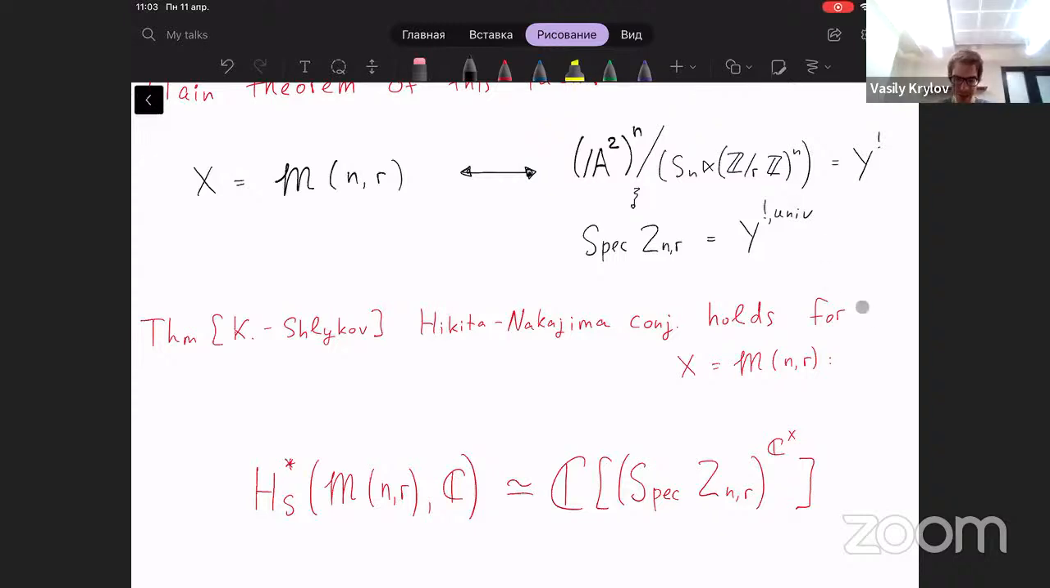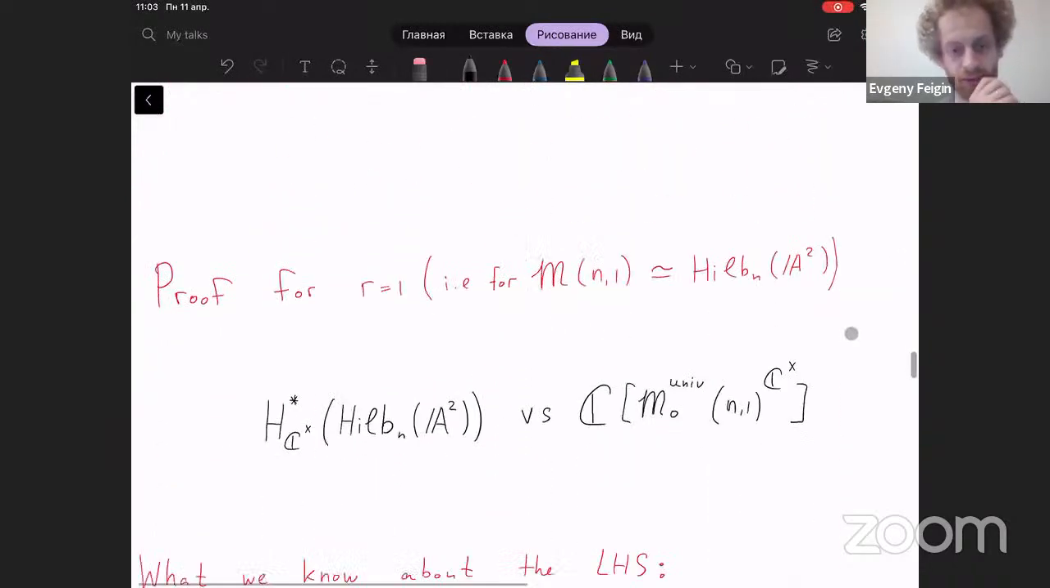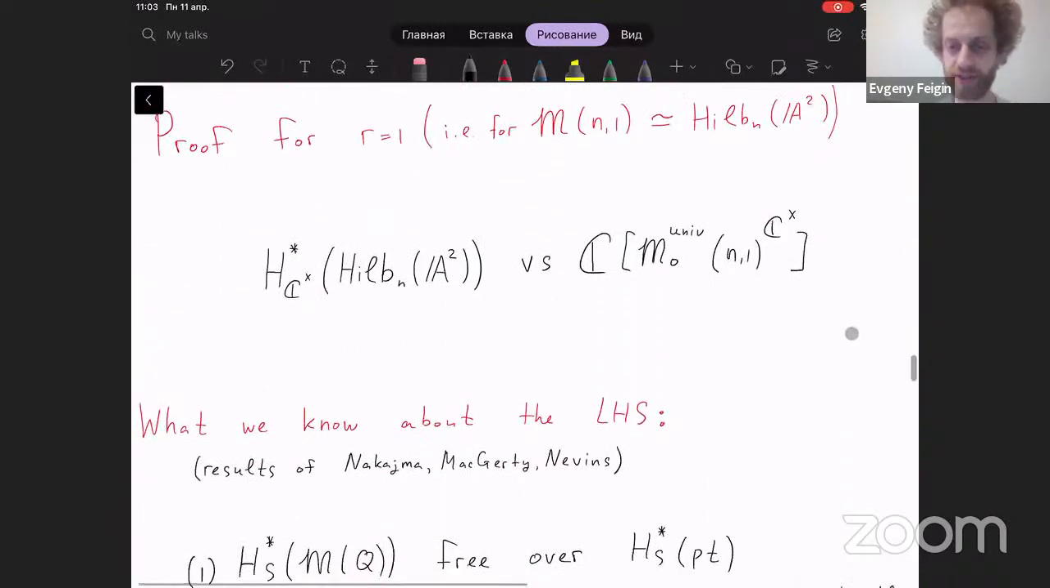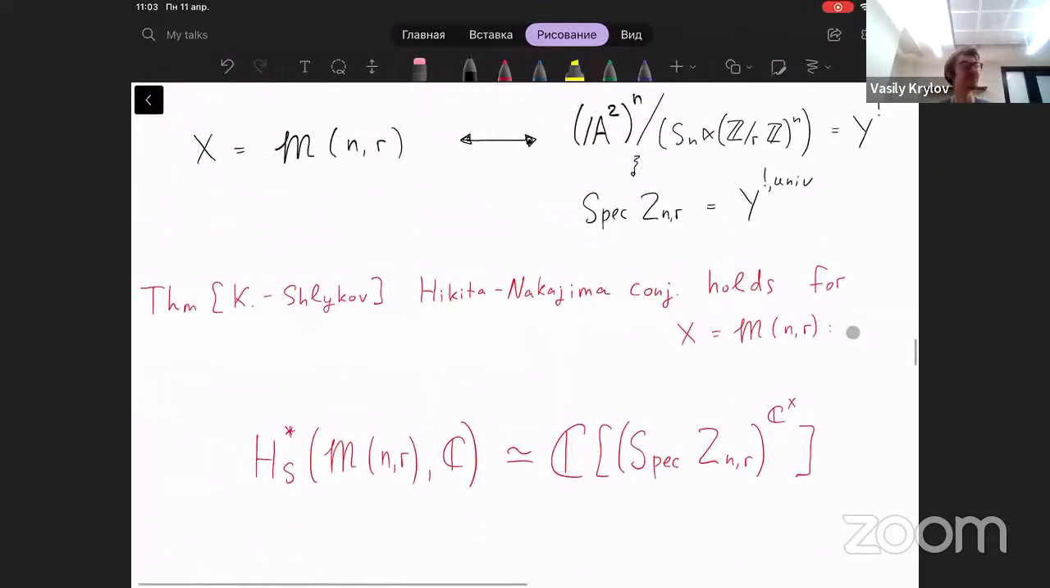Okay, so let me now try to give you the idea of the proof. Vasy, I'm sorry, do you have an explicit description of the algebras? Yes, I do. So there is a description, and it's explicit.